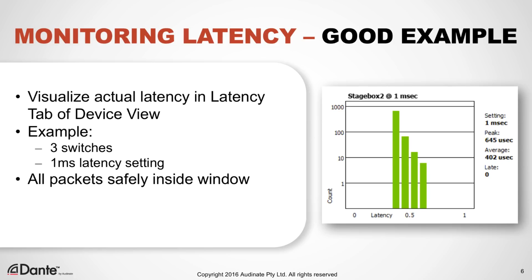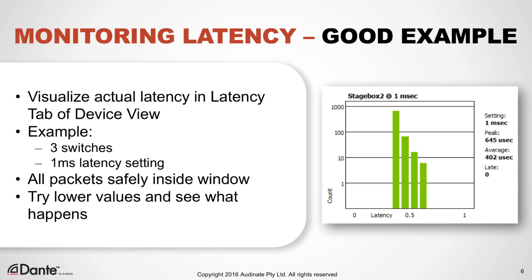All of our packets are arriving within our window of safety. You can safely experiment with lower values if you wish, as long as packets are arriving well within the defined window of time. The Dante network will work fine.